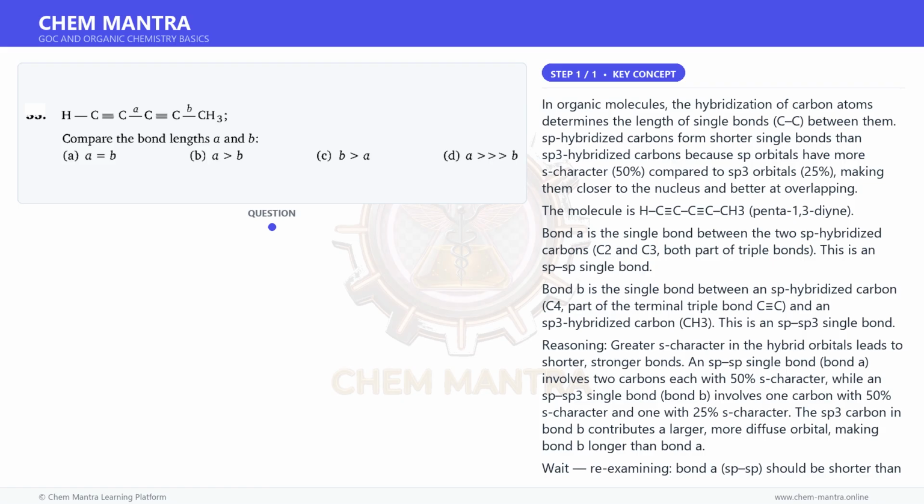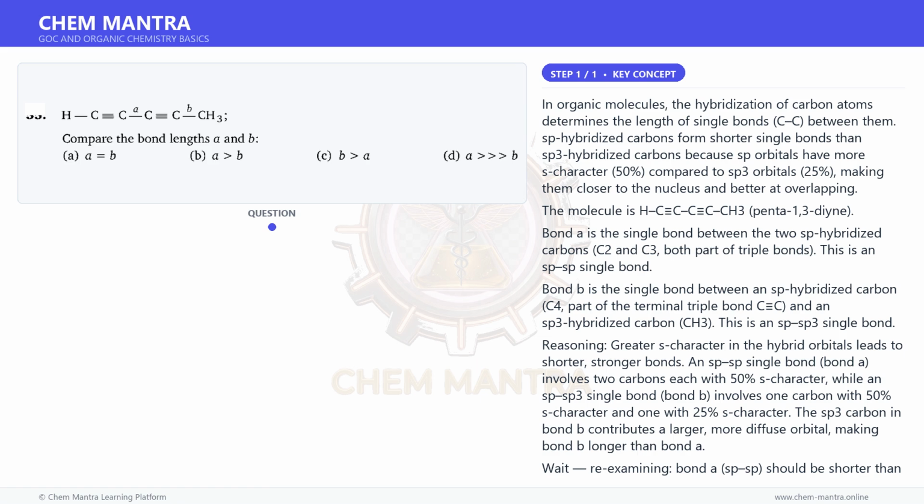The molecule is HC≡C-C≡C-CH3, penta-1,3-diyne. Bond A is the single bond between the two sp hybridized carbons, C2 and C3, both part of triple bonds. This is an sp-sp single bond.